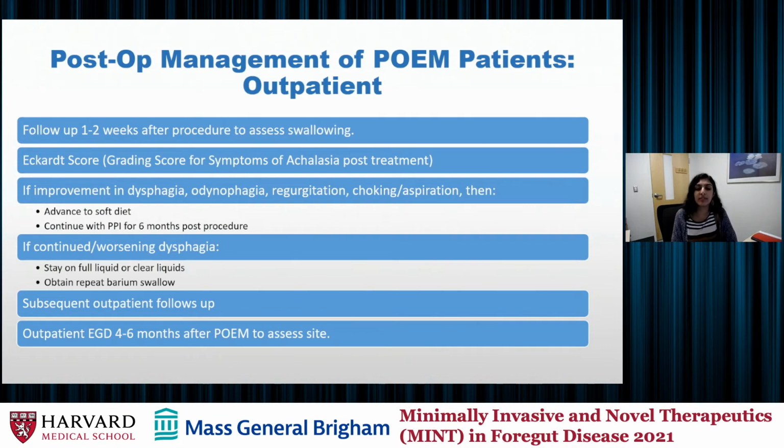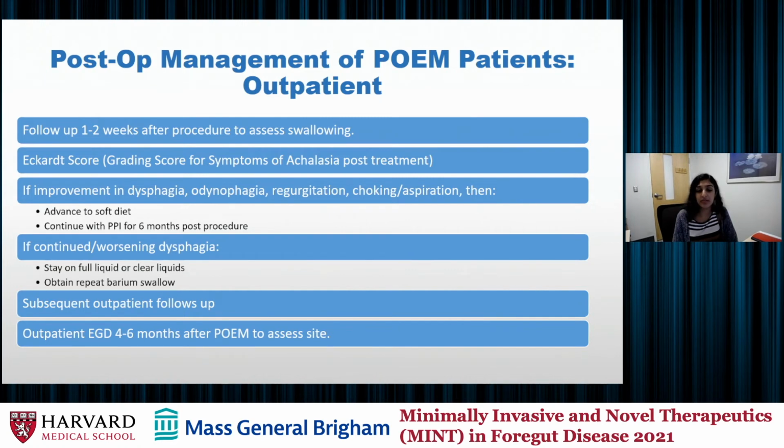At the first follow-up, if there's any improvement in difficulties of swallowing, painful swallowing, regurgitation, all these symptoms of achalasia, we can advance them to a soft diet, which may include soft fruits like bananas, avocados, any soft mushy type of food like mashed potatoes, even oatmeal, cereals, anything like that. We also want to reiterate that they have to be on a proton pump inhibitor for 6 months post-procedure. This proton pump inhibitor is at least your max dose of 40 milligrams twice a day.